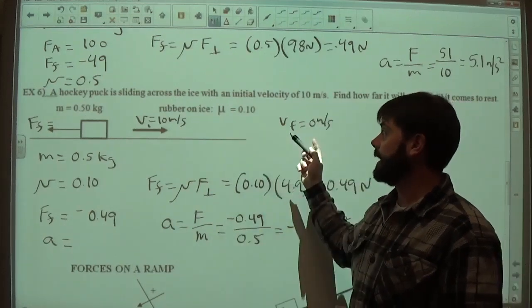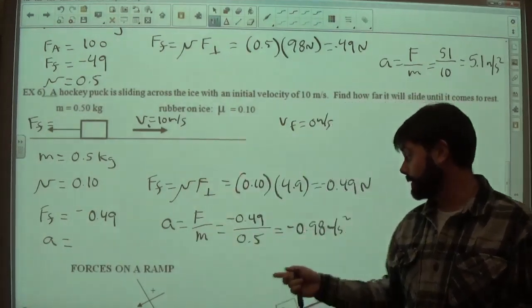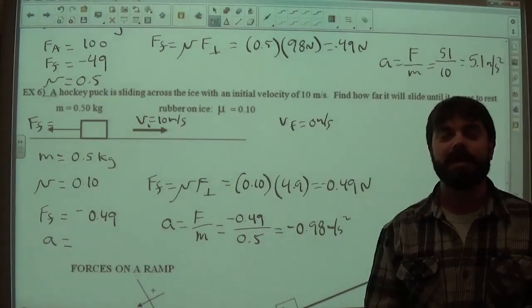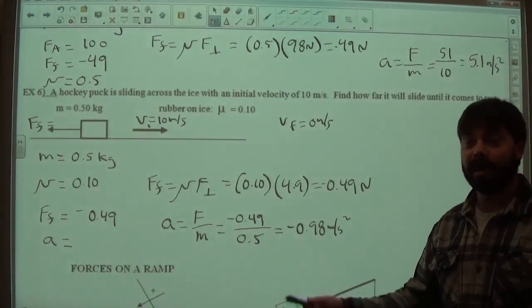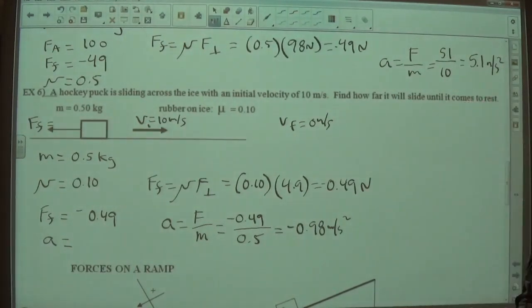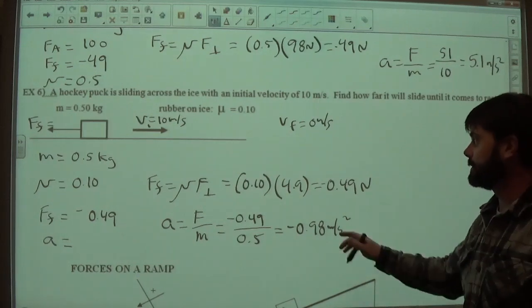If we know the change in velocity, we should be able to figure out the time, seeing how we have acceleration. And if you have time and velocity, we should be able to figure out distance. A little bit of manipulating with each, but it shouldn't be too bad.